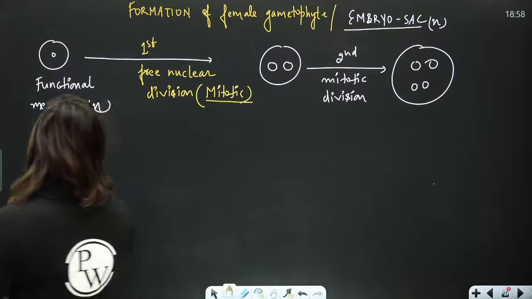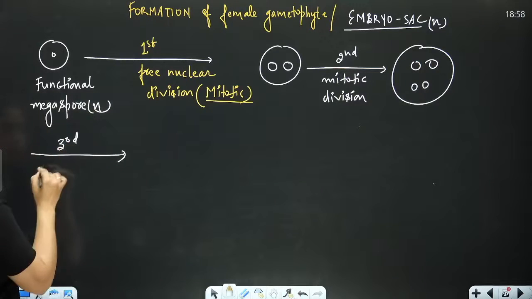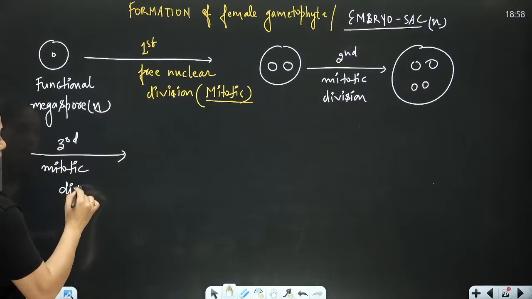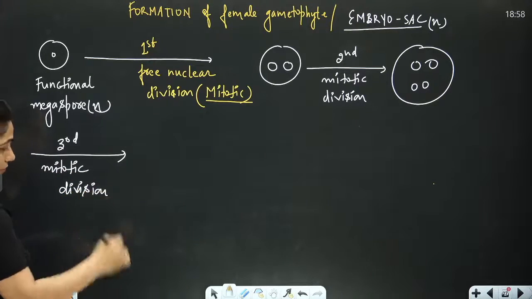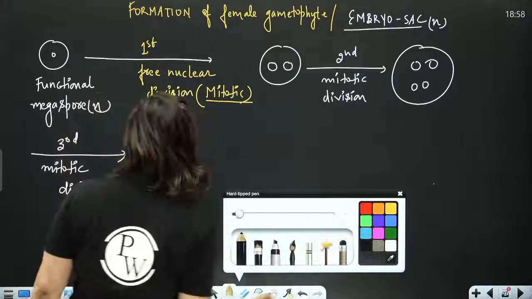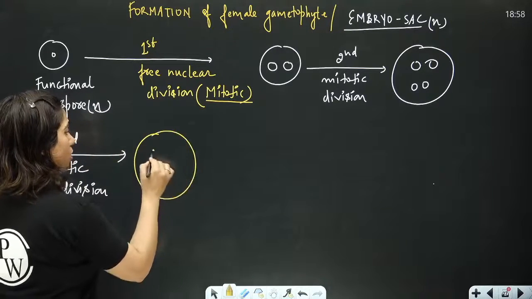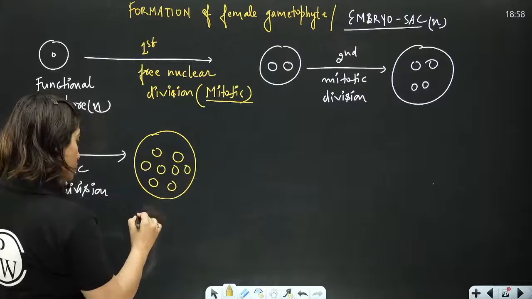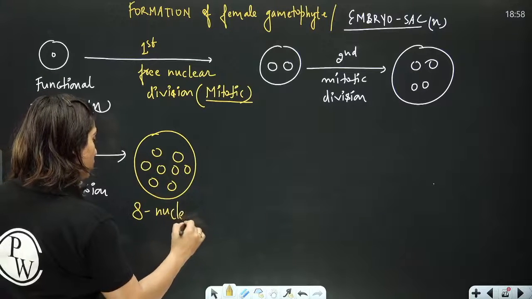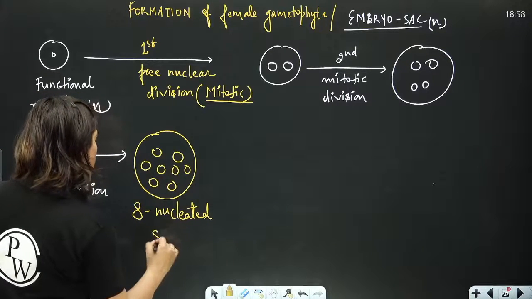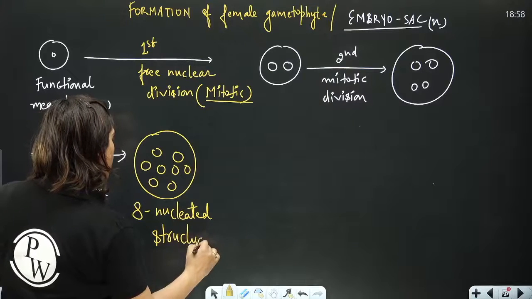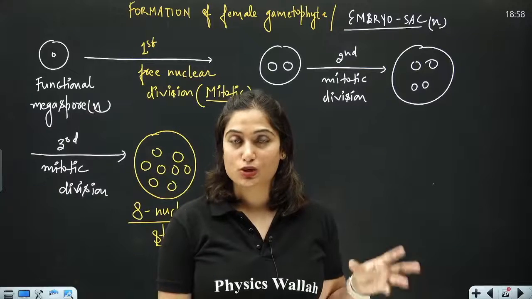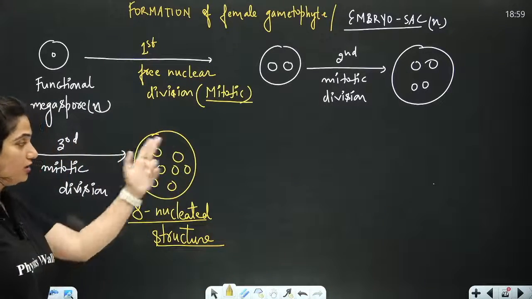Then the third mitotic division, again free nuclear. So it will become octanucleated: 1, 2, 3, 4, 5, 6, 7, 8. So ultimately this becomes an 8-nucleated structure. So in a functional megaspore, 3 free nuclear mitotic divisions occur to ultimately give rise to an 8-nucleated structure.